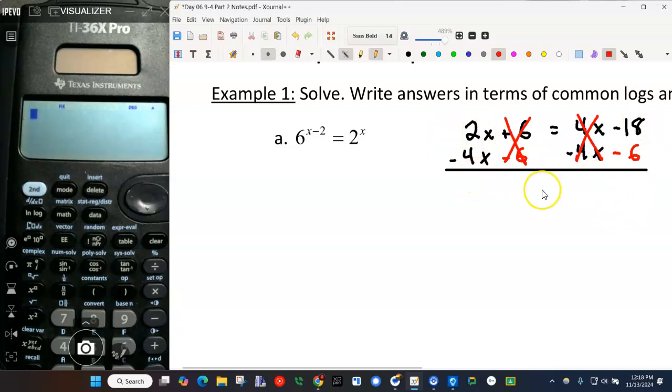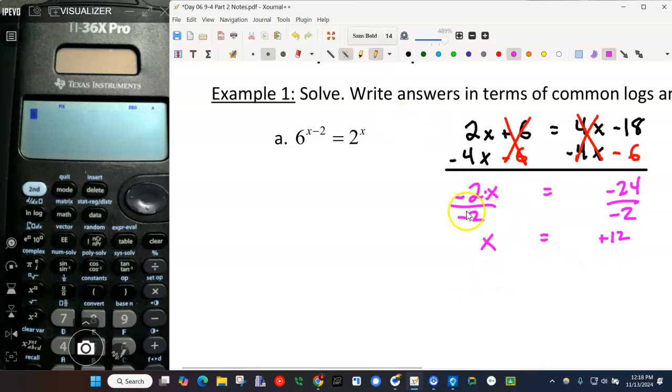variables on the left, numbers on the right, so we could get something like negative 2x equals negative 24, and then whatever the coefficient of x is, whatever the number attached to x, we would just divide by that number, right? So most of these equations follow that format. So you get x equals positive 12 in this case.